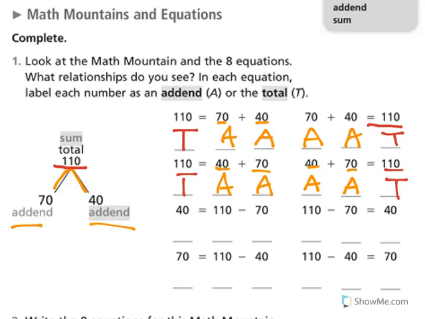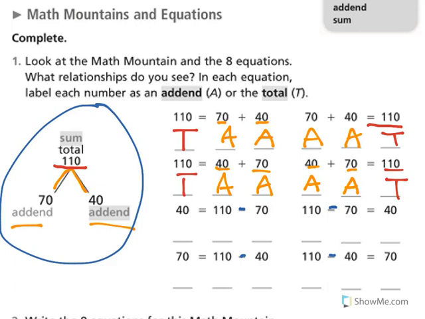Now, here we're getting into subtraction, and that's where it can get a little bit trickier. You see those little subtractions? So we have to be careful. In this first equation, 40 equals 110 minus 70. Now, we're not adding anything together in this, but the relationship remains the same. So we know that if we were to add 40 and 70, we would get the total of 110. And if we have the total and we take away one of the addends, we get the other addend.